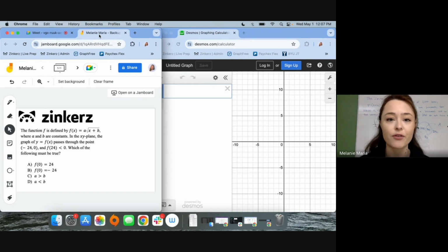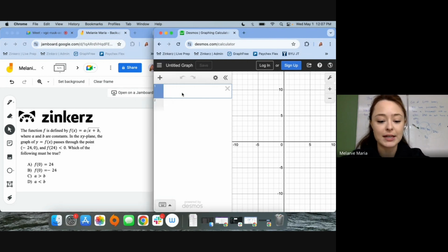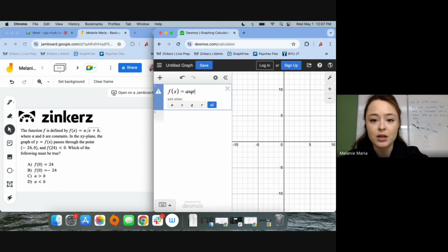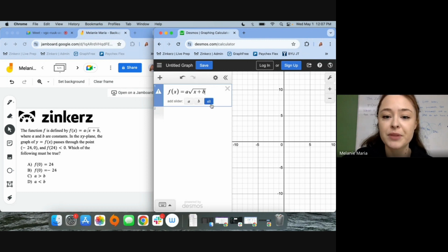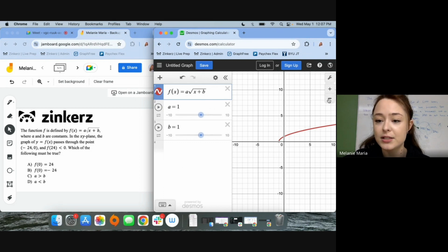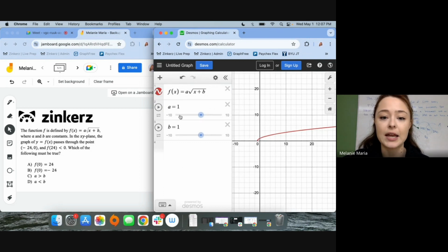My gut instinct whenever I see a function with some unknown, abstract variables like a and b is to use Desmos for this. We know that Desmos allows us to play with those variables by adding in sliders. I think that's going to be my strategy here. So I'll bounce over to Desmos and just type in that function exactly how I see it. So f of x equals a times the square root of x plus b. And then it is prompting me to add a slider for a and b. I'll do that. I'll hit all. And here what it's done is just initially define a and b as equal to 1. I'm going to play around with that in a second.